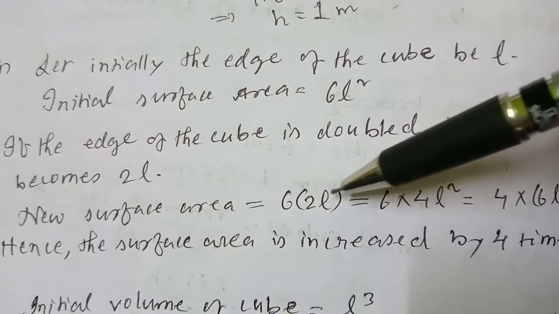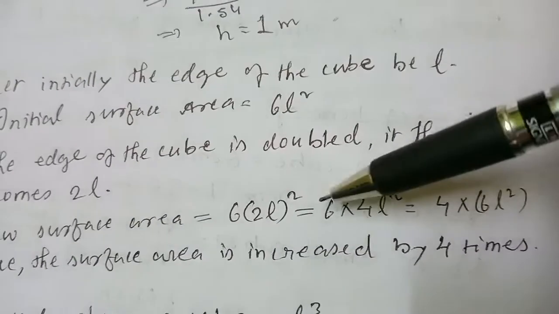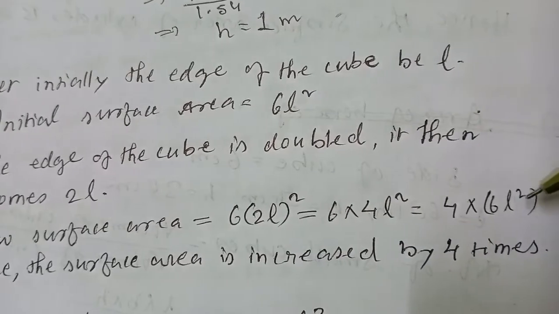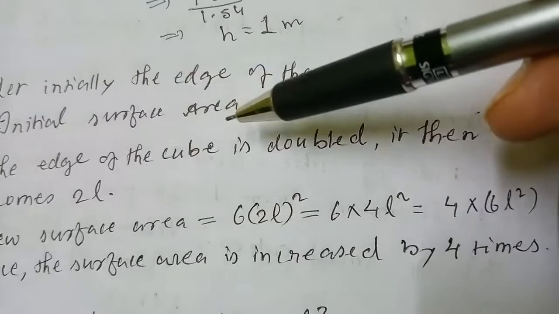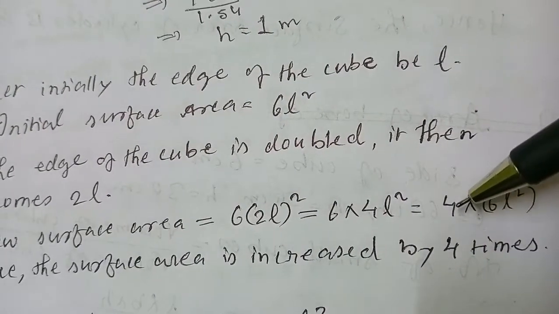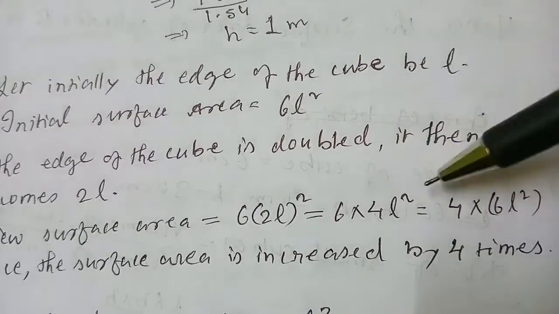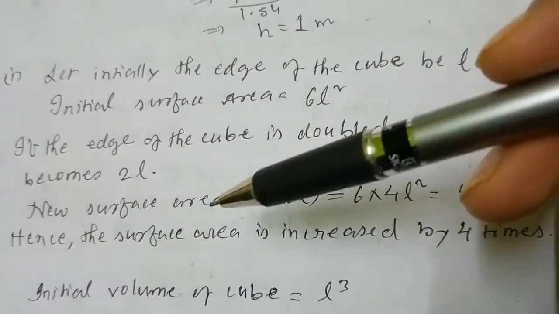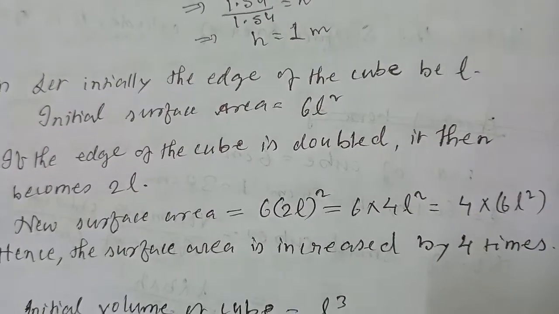So now (2L) square means 2 square is 4, into L square. Now what happened? See, you have to separate it, 4 into 6L square. Why you have to separate it? Because 6L square is what? It is the initial surface area. So now initial surface area is increased by 4 times because 4 into 6L square. Understanding? So initial the surface area will increase by 4 times. So hence the new surface area is increased by 4 times. Now understood? So how it is done?